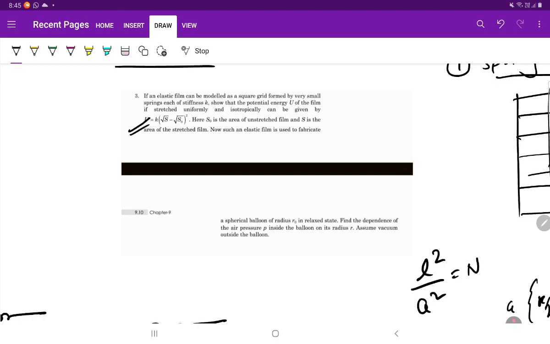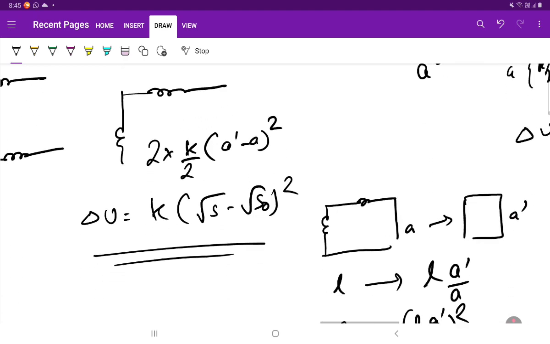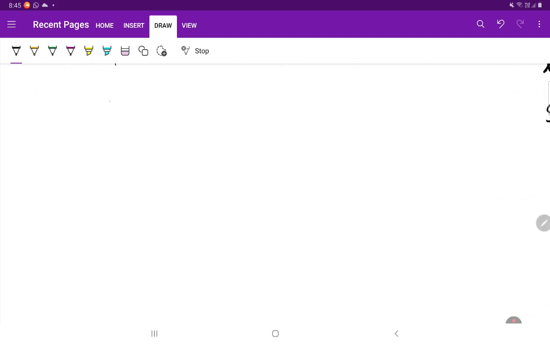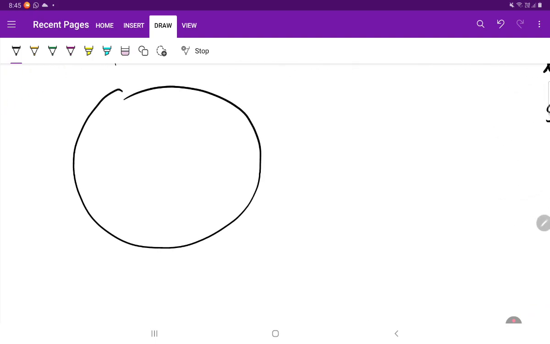The second question says that we need to find the excess pressure, or the pressure dependency inside the balloon, on its radius r. Assume vacuum outside the balloon. So what is the work done? Suppose we'll be using the virtual work method. I used the term work done before only. Apologize. So suppose this is radius r and it expands by some dr.